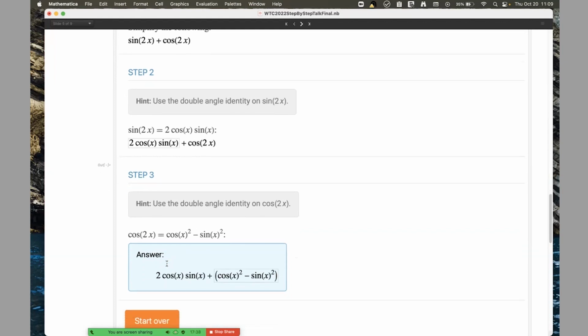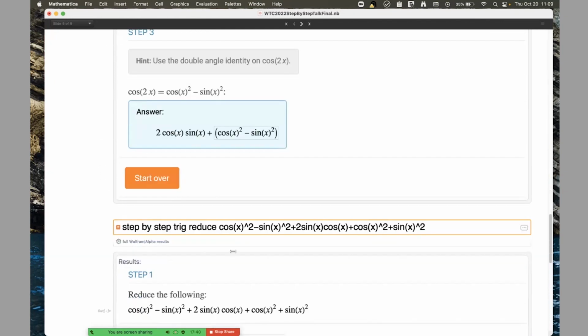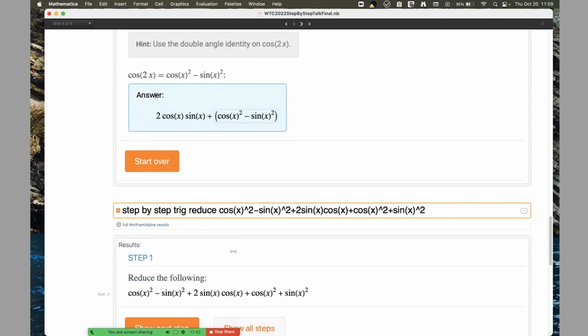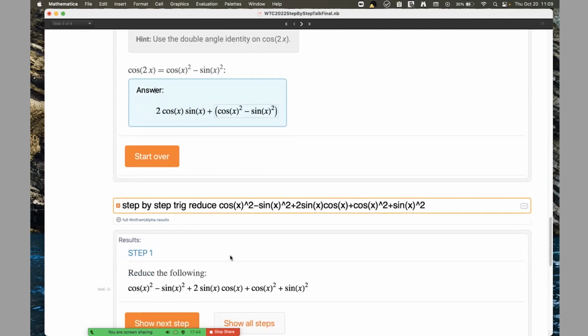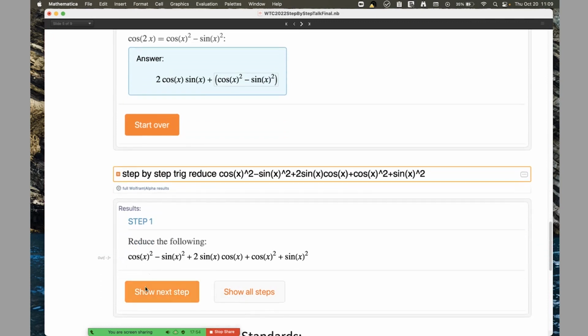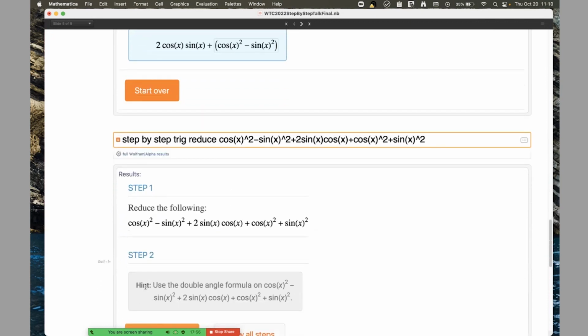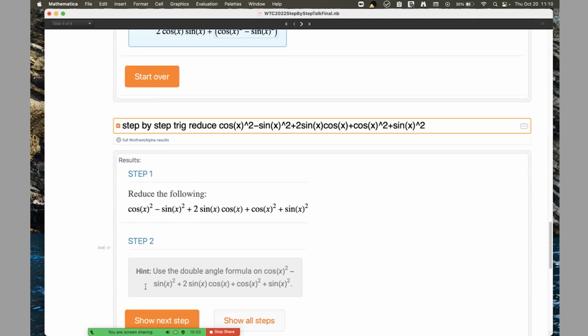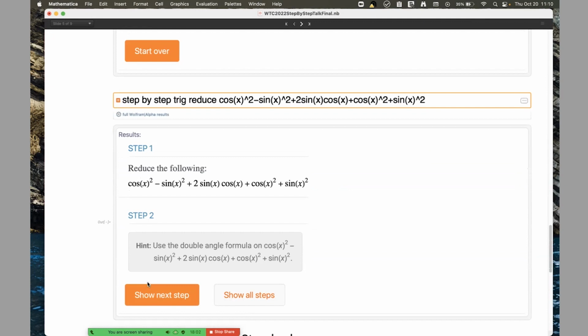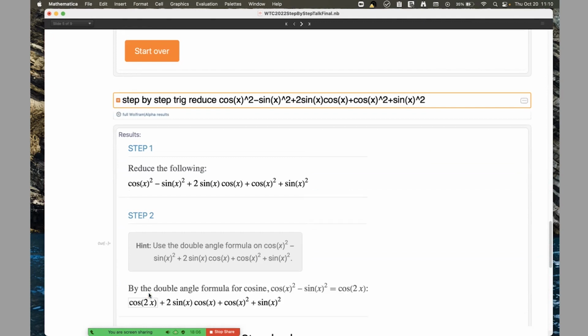So for an example here, these can become more complicated, such as the following. So we now have cosine of x squared minus sine of x squared plus 2 sine of x cosine of x plus cosine of x squared plus sine of x squared. And we want to reduce the following. So think of taking what we had done before and reversing that. So now we're trying to simplify this into a formula with a multiple argument here.